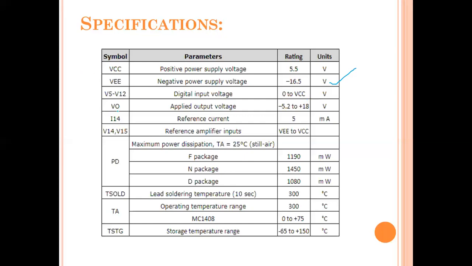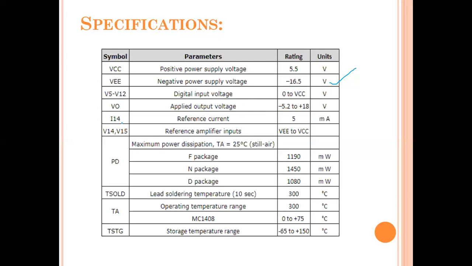Next, V0 is the output voltage. So the output voltage will start from minus 5.22 to plus 18 volts. That depends upon the supply we are considering. Here we have already shown that for all zeros you will be getting minus 5 volts as the minimum voltage, and the maximum we have shown for plus 5 volts, but it can be extended to 18 volts if the power supply is varied.